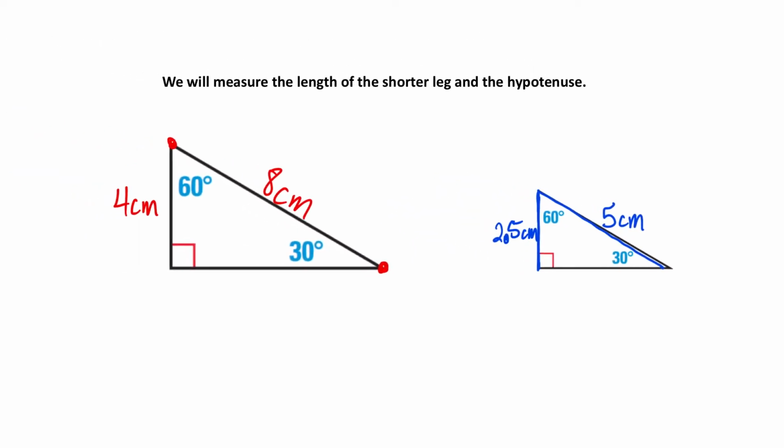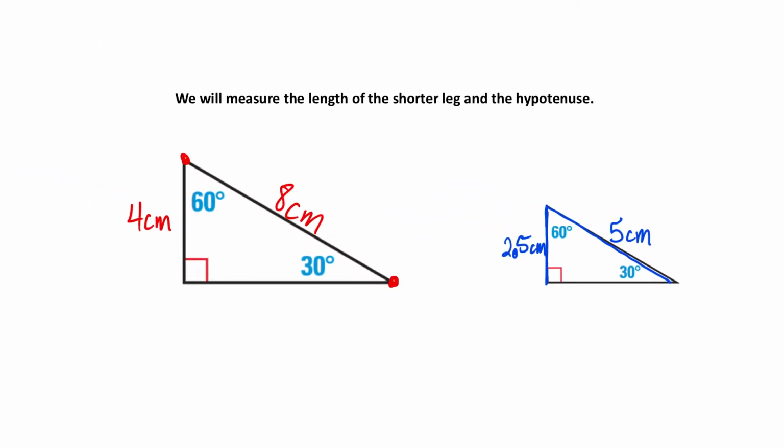On a 30, 60, 90, this relationship will always be true. So what do you think is going on here? Half of it. Okay, good. Yeah, you can think of it either way. This shorter leg is always going to be half of the hypotenuse, or the hypotenuse is double whatever this is. 4 is half of 8, 2.5 is half of 5, or 8 is double 4, 5 is double 2.5.